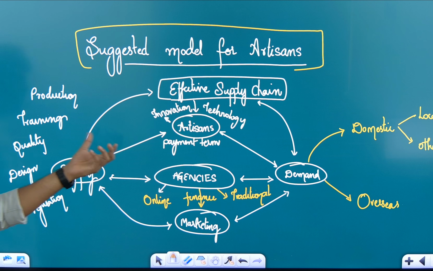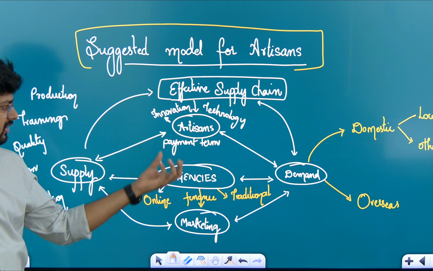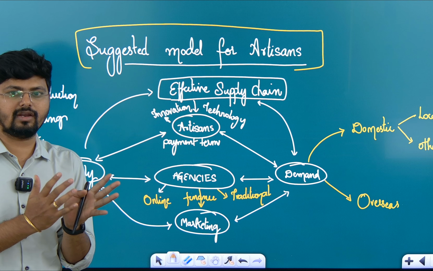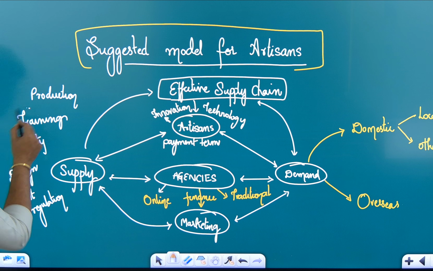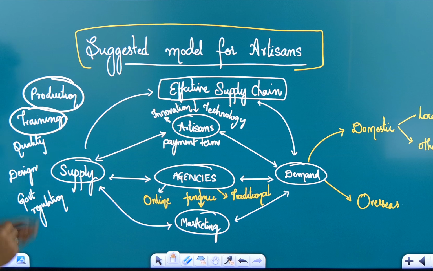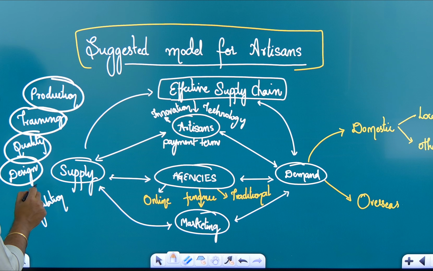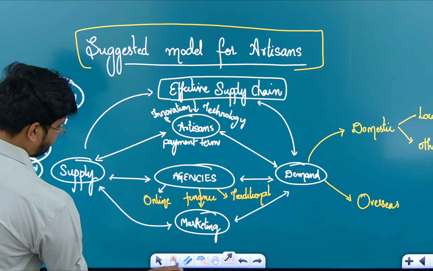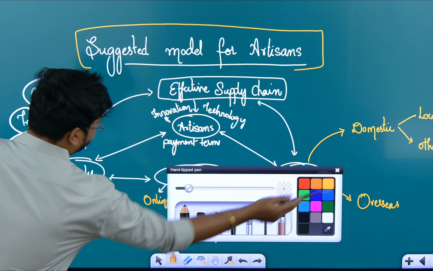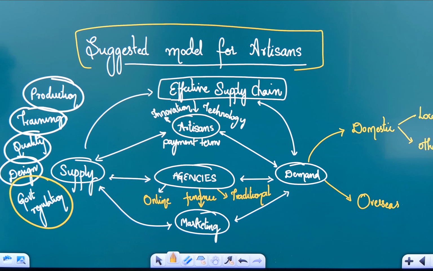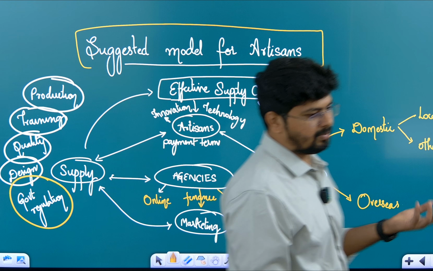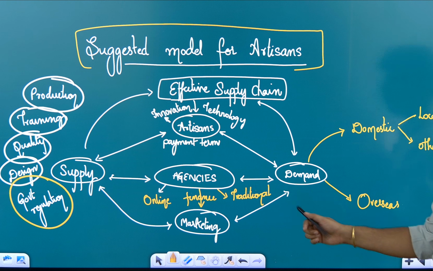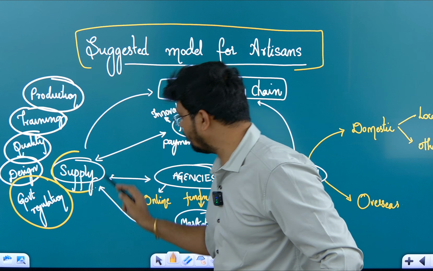whatever their innovation, whatever their technology, and whatever their payment terms are, you have to understand, and then you train them, you help them in setting up production facilities, you check their quality and help them in increasing the quality, help them with the design, and do the government regulation, so that it is not misused by the other people. So from the supply end, you have to ensure this.